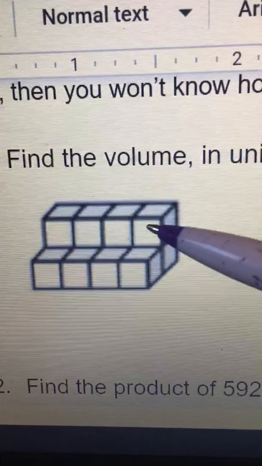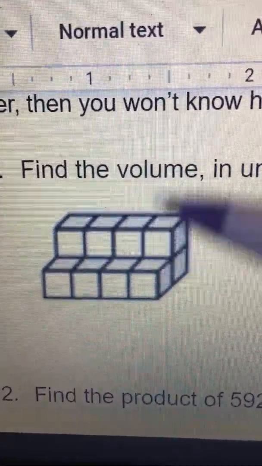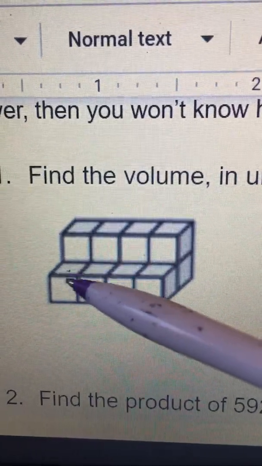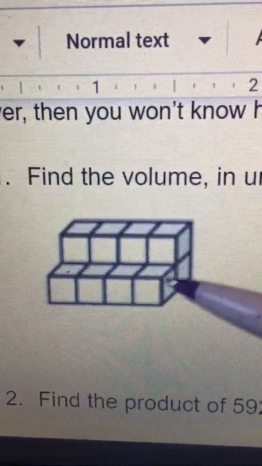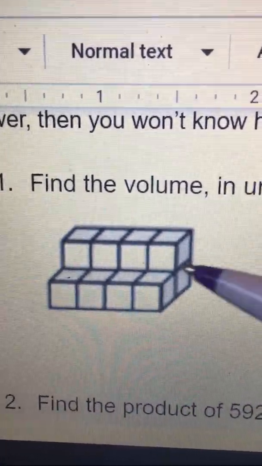This is an irregular shape, okay? What's tricky about these is most kids would just count the ones that they see. They would say 1, 2, 3, 4, 5, 6, 7, 8, 9. And that is not correct. 9 is not the correct answer. So let me explain why.